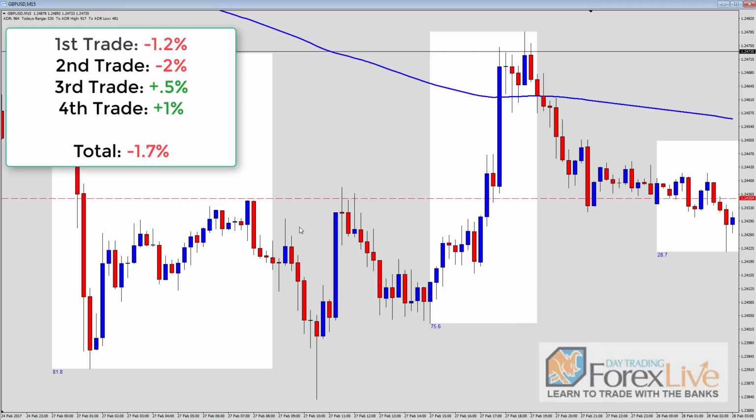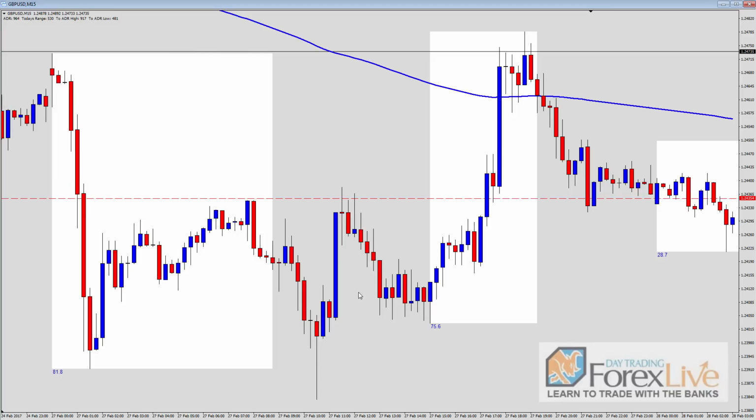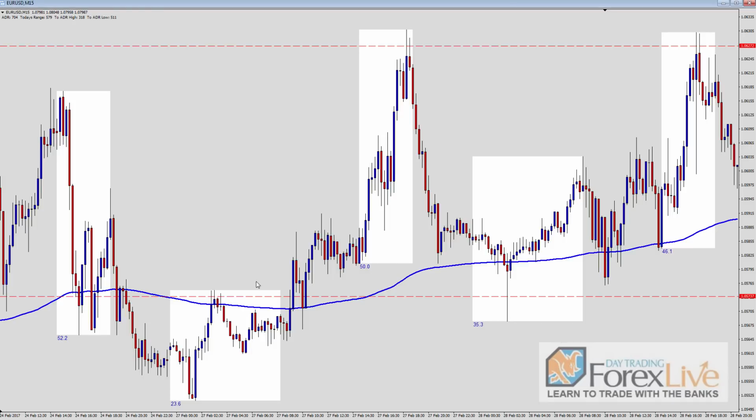Closed out at 1%, which would have been 10 pips up on that trade. That brings us to negative 1.7% because we were down negative 2.7%. So we're down negative 1.7%. And then the next trade, I should say, was on the euro.